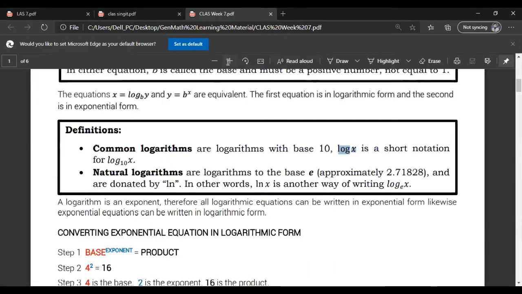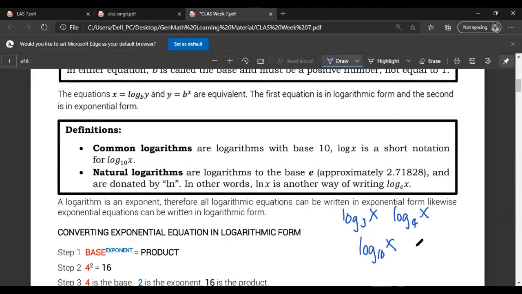So, let's take for example. Katulad ng sinabi ko kanina, it can have different bases. So, pwedeng logarithm of x with a base 3, logarithm of x with a base 4. Pero, class, if we have logarithm of x with a base 10, kapag common logarithm, we will not write base 10 anymore. So, we have logarithm of x na lang. Ibig sabihin, pag meron tayong logarithm na walang base, logarithm of x lang, it is considered that we have a base of 10.